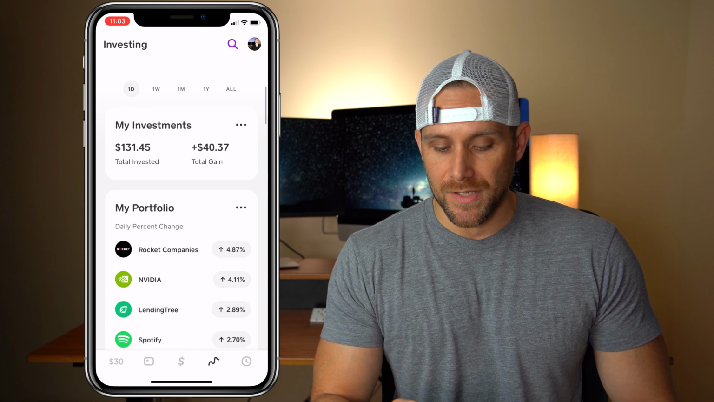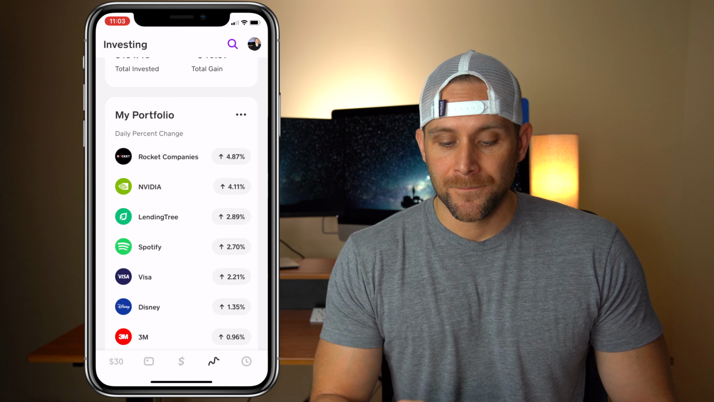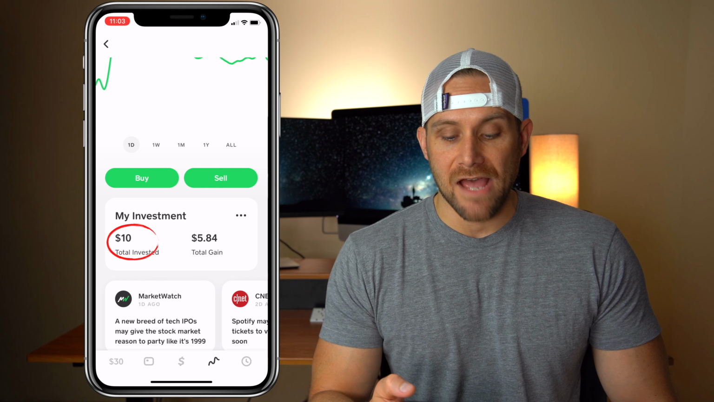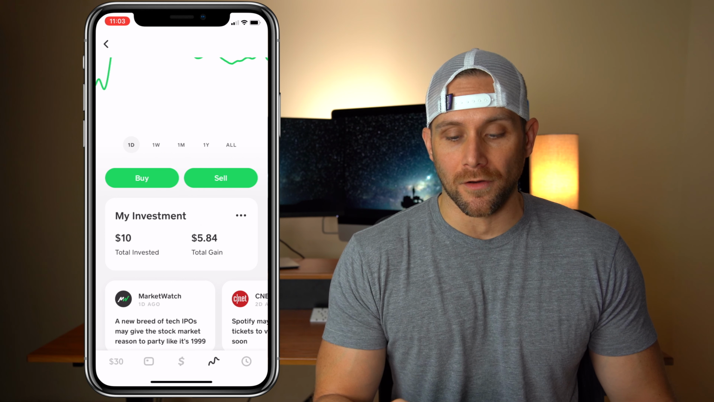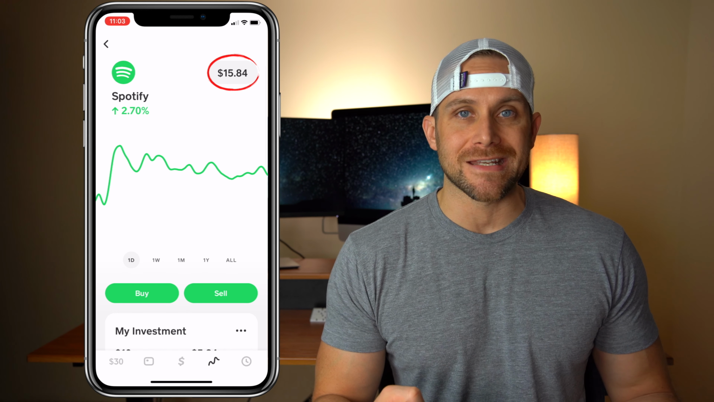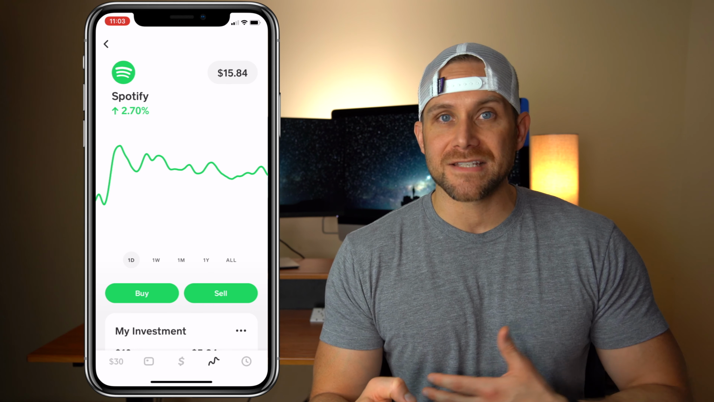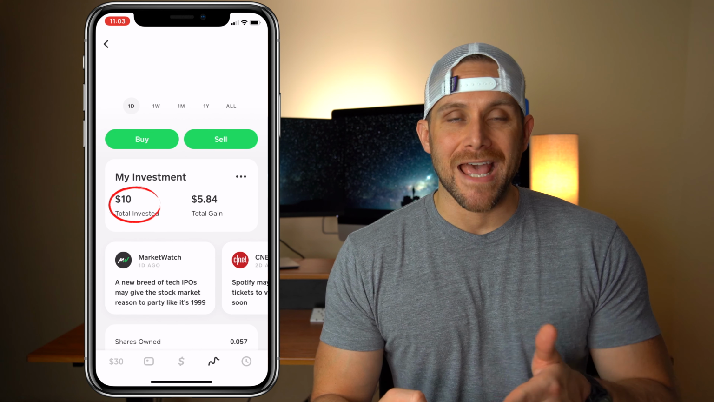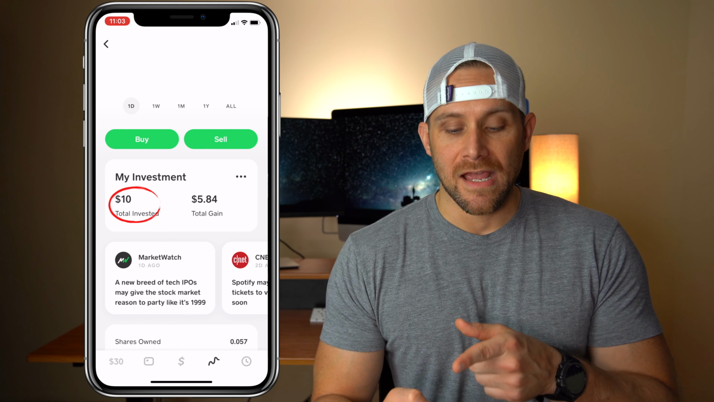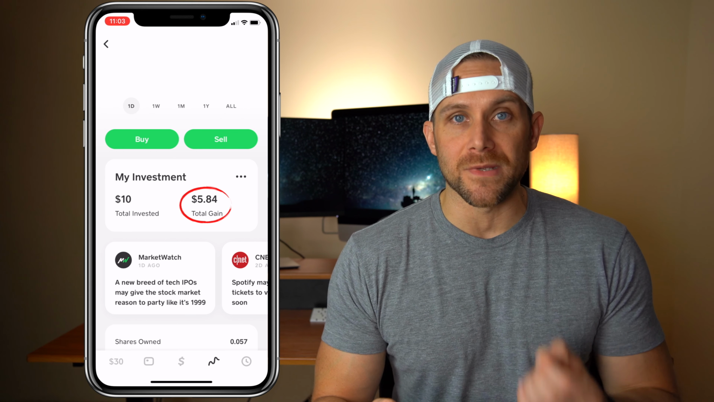So let me go to an example here. Let's go to Spotify. Here's my investment. As you can see, I've invested $10 and I have a total gain of $5.84. So therefore, if I scroll up here, my portfolio is worth $15.84 because $10 plus the $5.84 gain is $15.84. If I decided to sell all of my Spotify, scroll back down, if I decided to sell all $15.84, $10 of that will not be taxed, and $5.84 of it will be taxed.